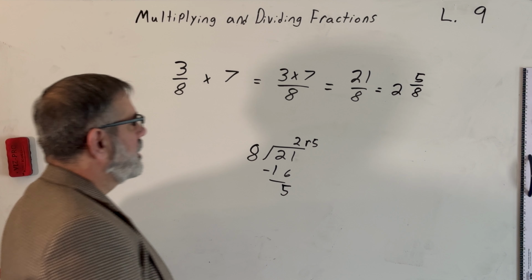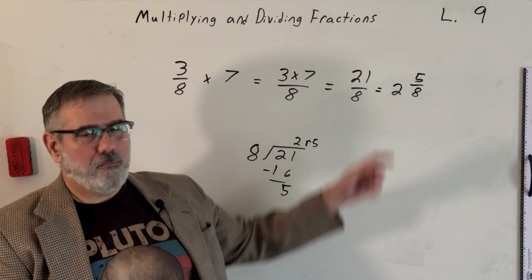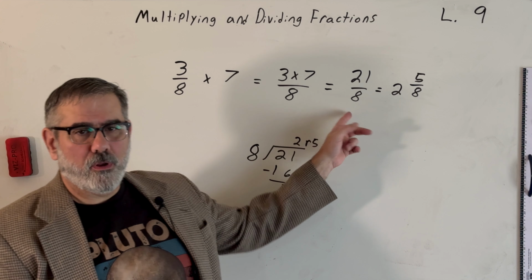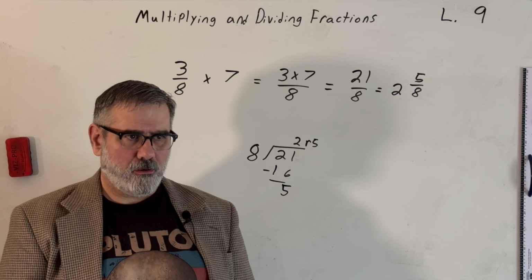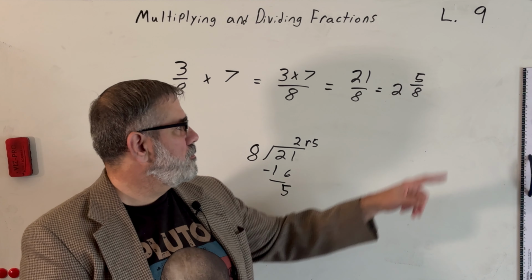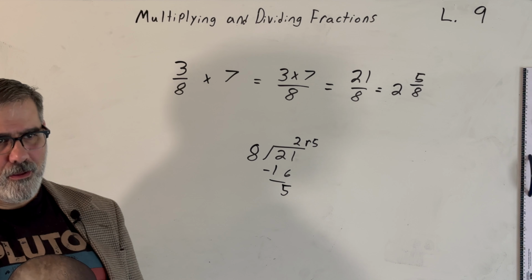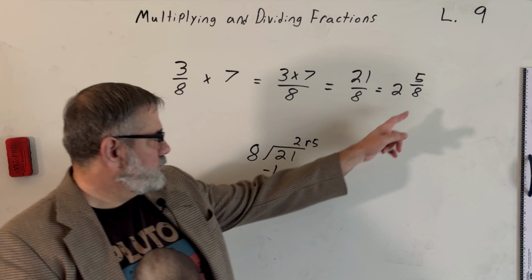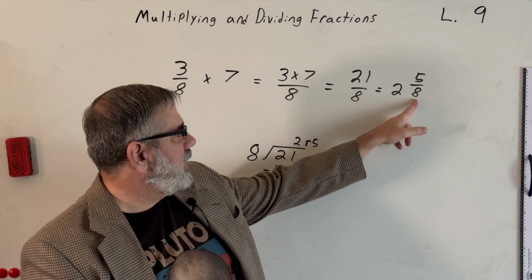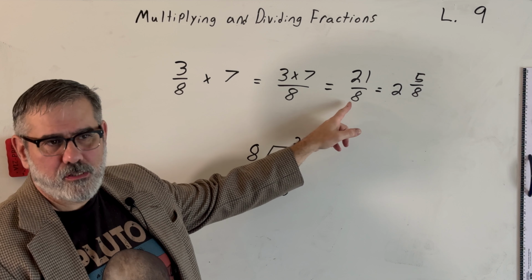Remember, the fractional part of the mixed number will have the same denominator as the original improper fraction. Okay, don't flip it around. I've seen some of you put 8/5 before. Okay, your checkpoint is to make sure that the fraction here has the same denominator as the fraction here.